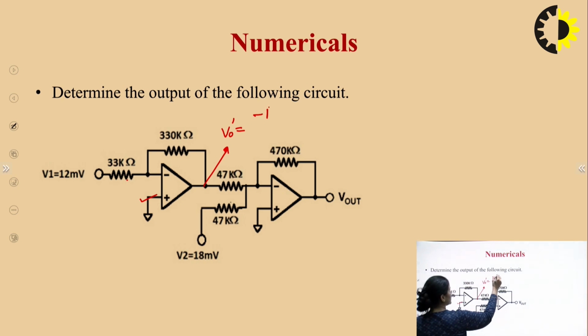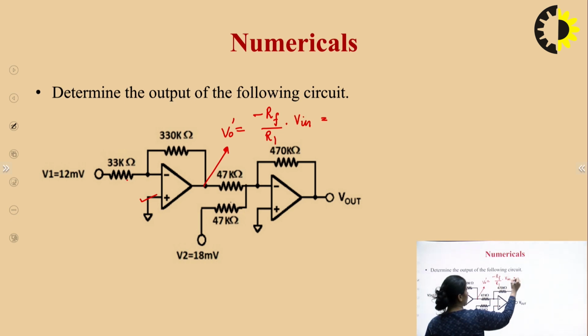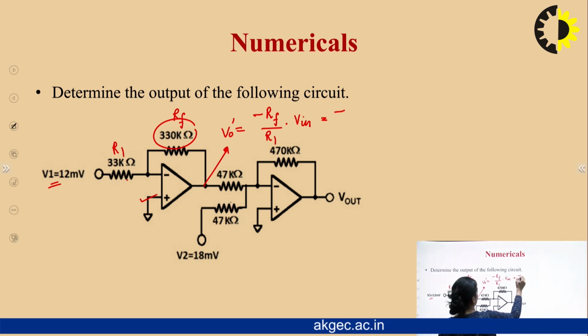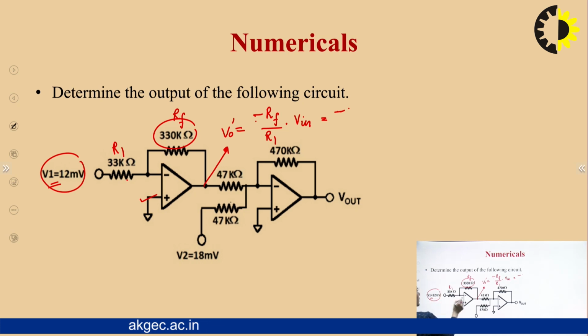By applying the formula of RF upon R1 into V input, directly applying the formula. So, this is RF, this is R1 and this is V in. RF is negative because you are applying the voltage at the negative terminal. So, this is the inverting configuration.